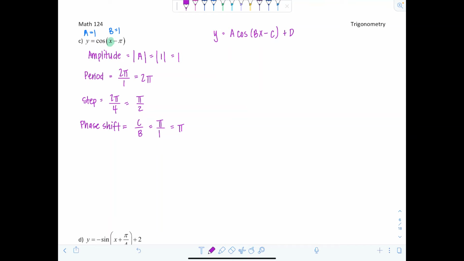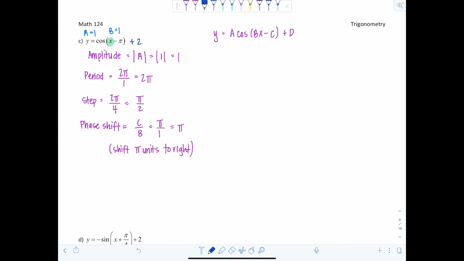All right, that is a positive value. So you're going to shift, if you want to remind yourself of this, pi units to the right. And I'll show you how to do that in just a second. And there's no vertical shift. If there was a vertical shift, it would look like this. You would have like a +2 or something hanging outside.